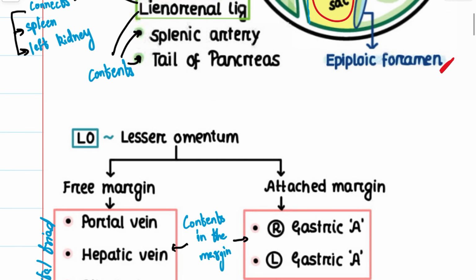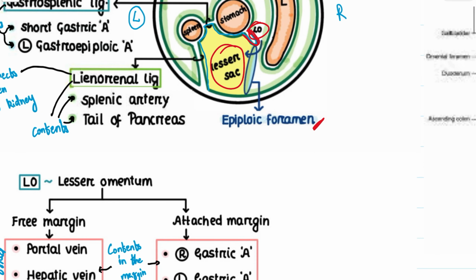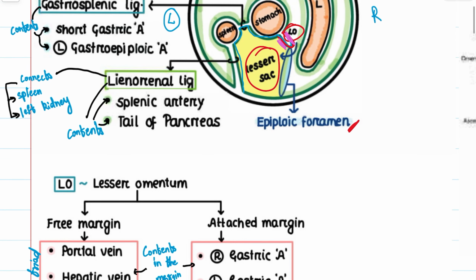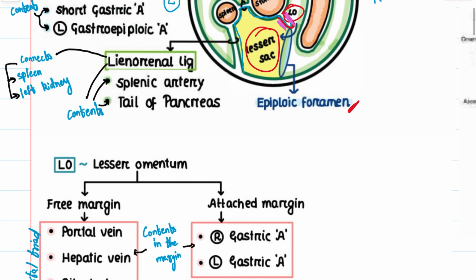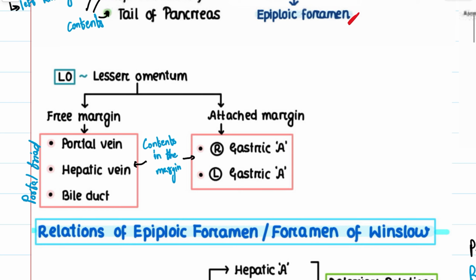Okay, this lesser omentum actually has two parts. The first one is the free margin, and the next one is the attached margin. And all these things have certain contents inside them. See, the free margin has the portal triad. The portal triad is the portal vein, the hepatic artery, and the bile duct, and the attached margin contains the right and left gastric arteries.